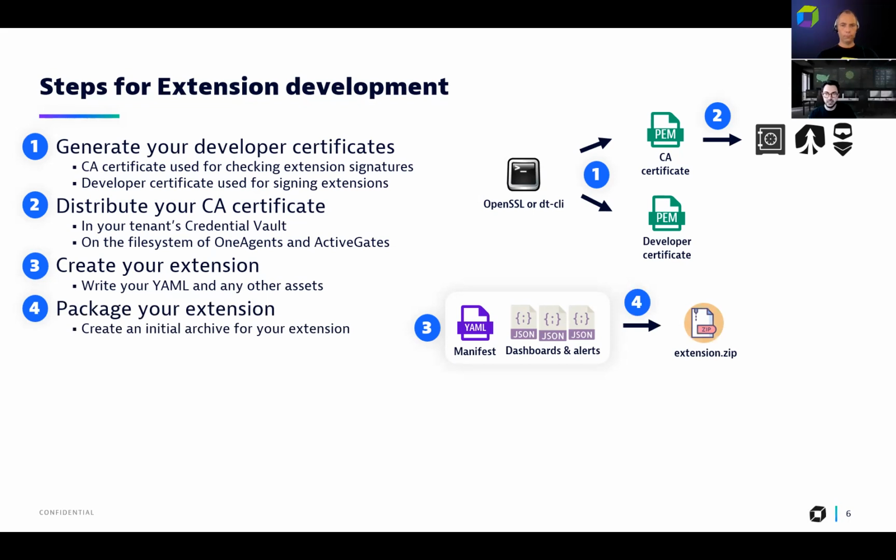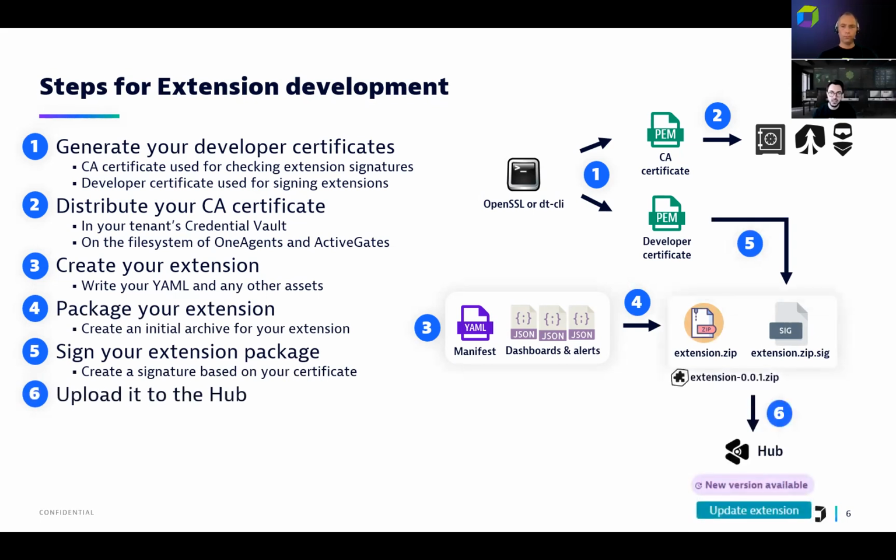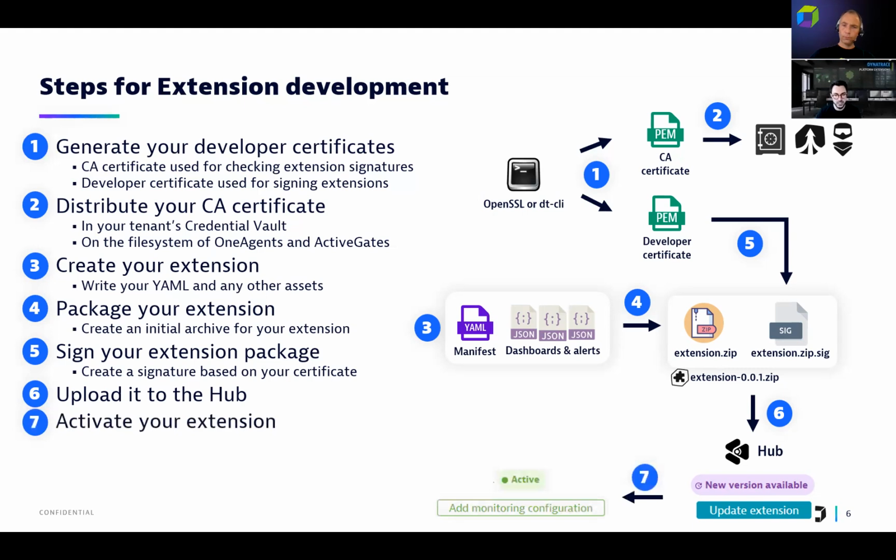And once you've created that archive, you'll use your developer certificate to generate the digital signature that matches that extension archive. And this is important because now these two files together are what form an actual package that the platform will recognize as a valid extension that comes from a trusted source. Once we've uploaded this to the hub, which again is the central place for managing extensions, it will show up with this initial status of a new version available, but this version is not active yet. So we'll need to activate it.